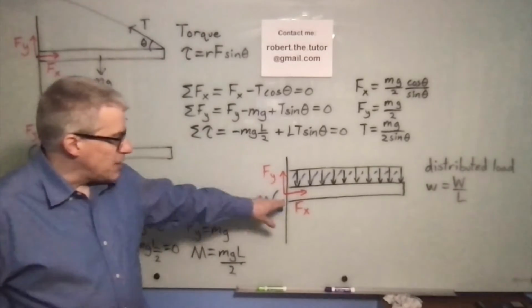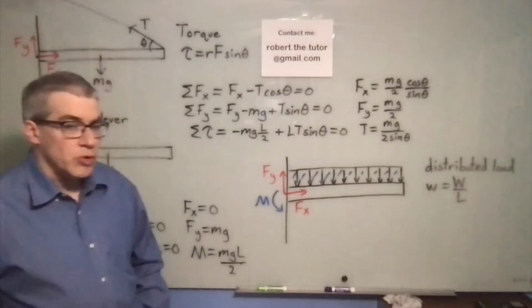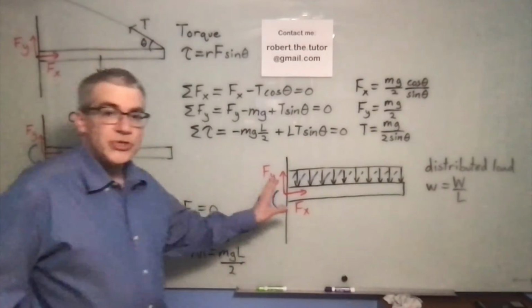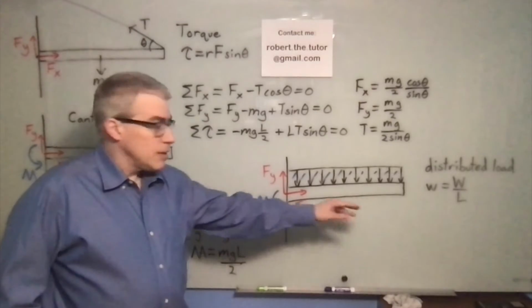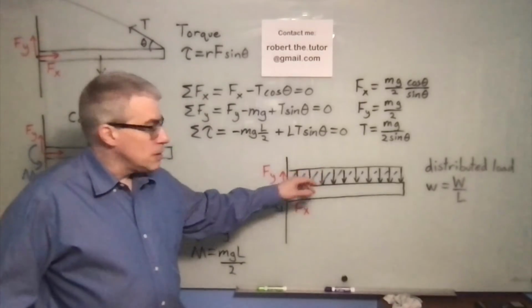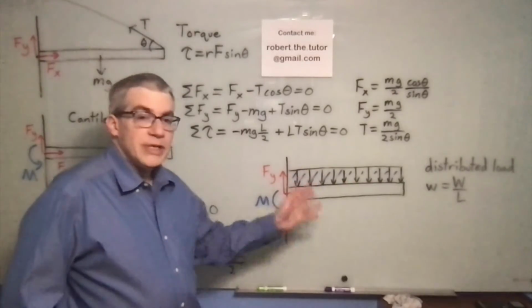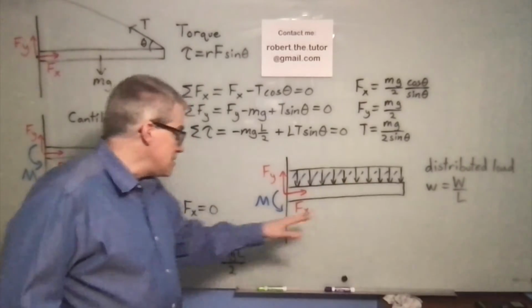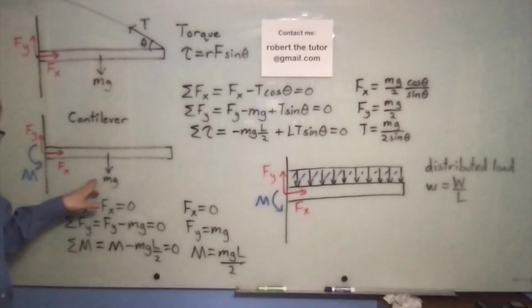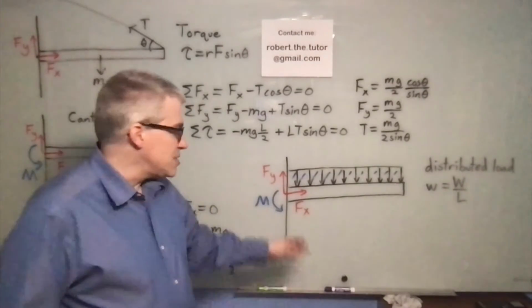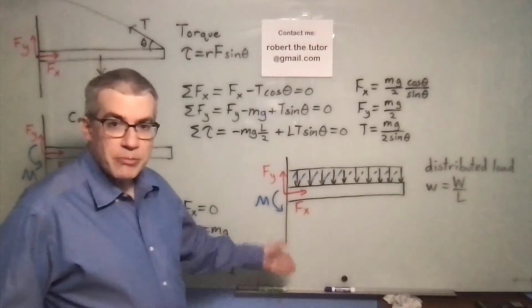In addition to having this force X, force Y, and moment, instead of having mg, I'm going to have a distributed weight. It's mg over L, sort of the density of the weight. If you work out all the details in this example, you get the exact same answers as from this, in terms of what they call reaction forces, force X, force Y, and the moment.